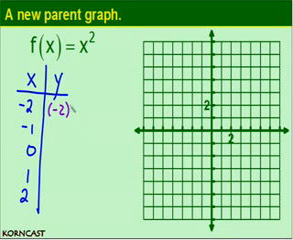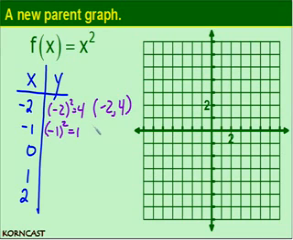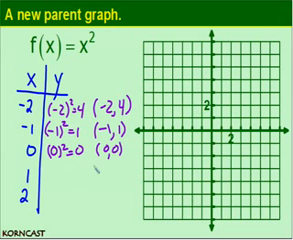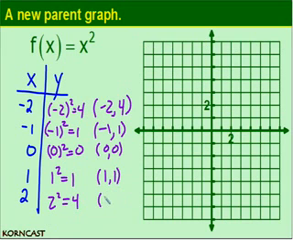Well, -2 squared is 4, so our first ordered pair is going to be -2, 4. -1 squared is 1, so our ordered pair is going to be -1, 1. 0 squared is going to be 0, so 0, 0. Next, 1 squared, which is 1, so our ordered pair is 1, 1. And lastly, 2 squared, which is 4, and so we get 2, 4 for our last ordered pair.